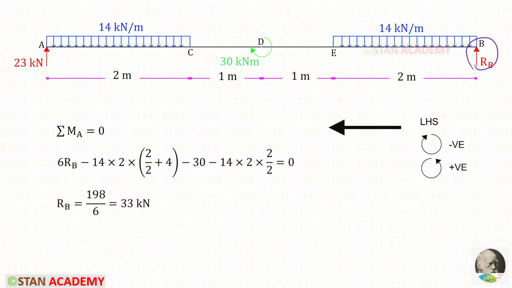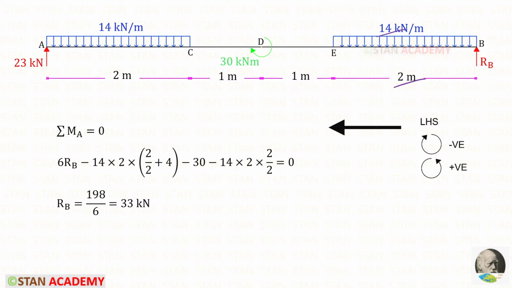To find RB, let us take a moment about A. In this case, we have to follow the left-hand side rule. RB is acting in the anti-clockwise direction, so it will be positive, and the distance is 6, so it is 6 RB. This UDL is acting in the clockwise direction, so it will be negative.